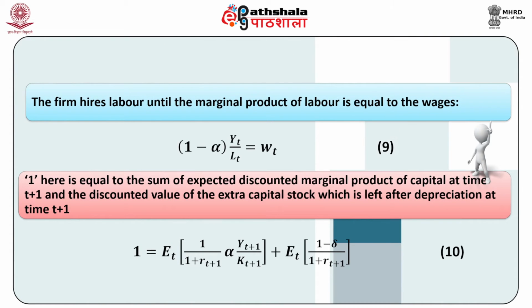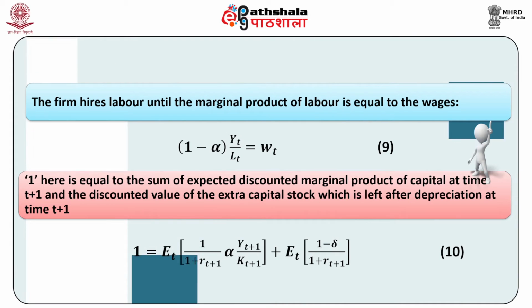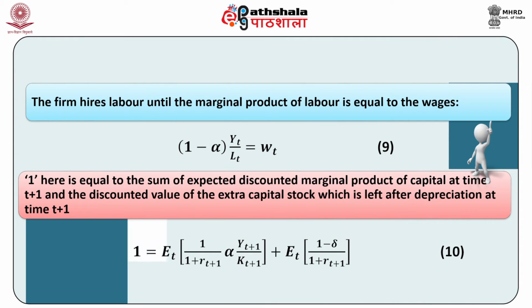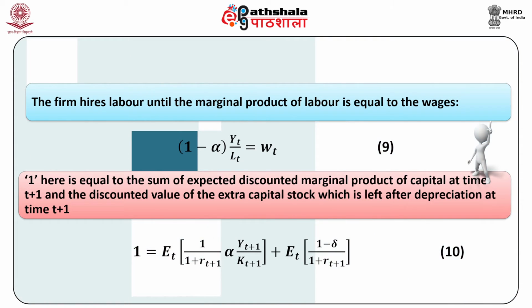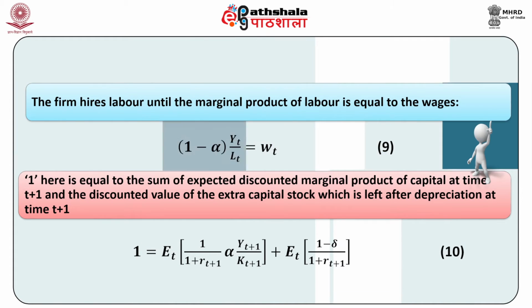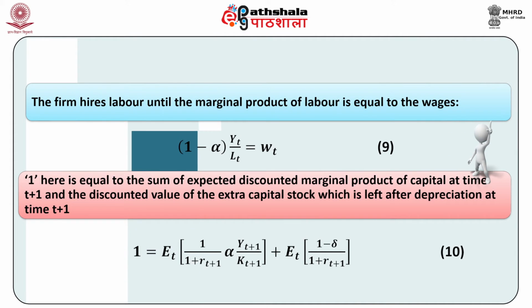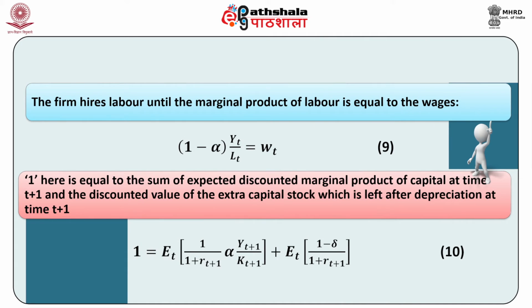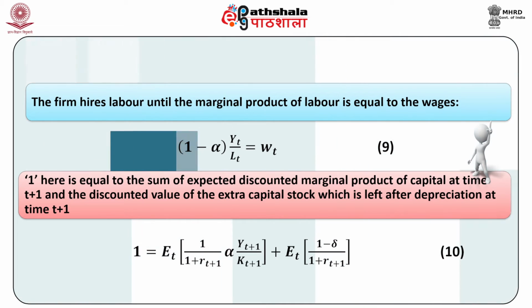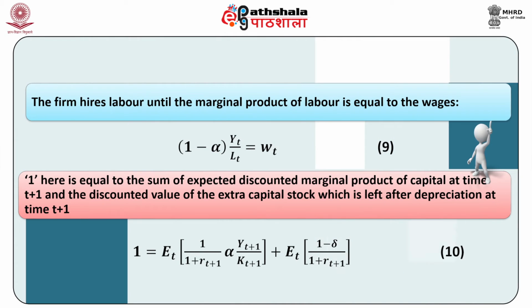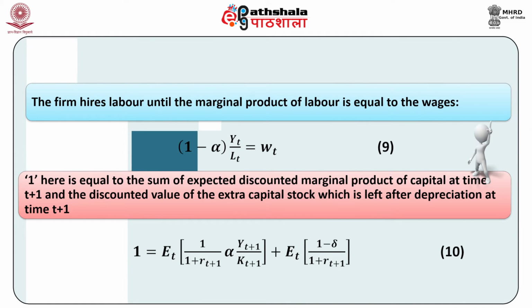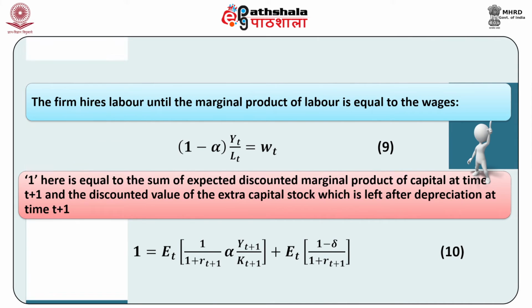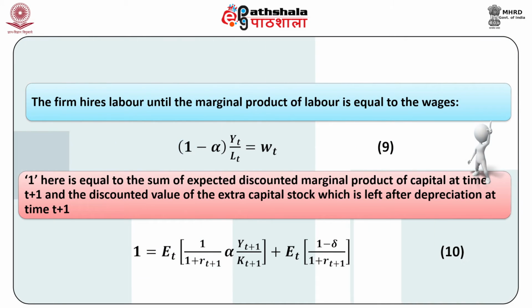With equilibrium in goods and factor markets, taking the current and future prices as given, the firm hires labor and capital to maximize its current value. For this purpose, the firm hires labor until the marginal product of labor is equal to the wage, that is (1 minus alpha) multiplied by yt upon lt is equal to wt, and it hires the capital stock until the marginal cost of investment, which is assumed to be 1 here, is equal to the sum of the expected discounted marginal product of capital at time t plus 1, and the discounted value of the extra capital stock which is left after depreciation at time t plus 1.